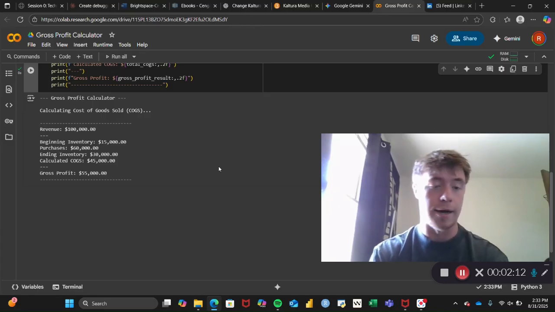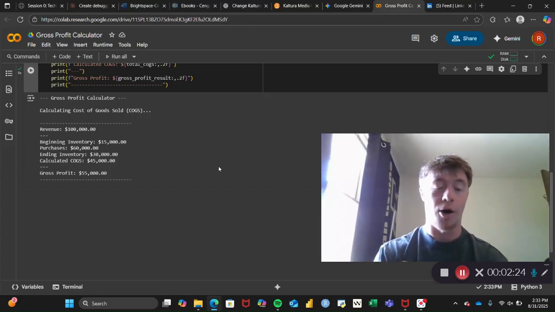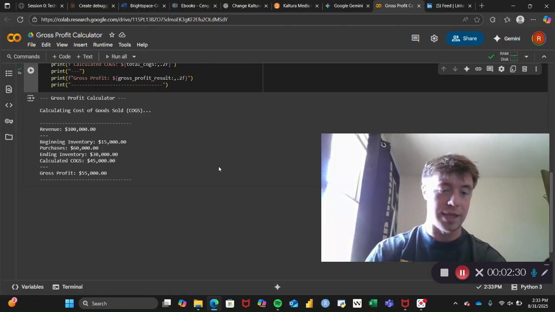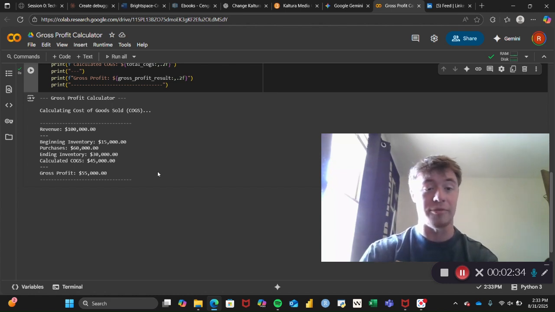So basically this tells us that gross profit is the final amount of money that a business is going to make. You have all the money that they made and then minus anything that basically they paid for. So in this example, $55,000 is the exact amount of money that this company or whoever was doing the transaction made.